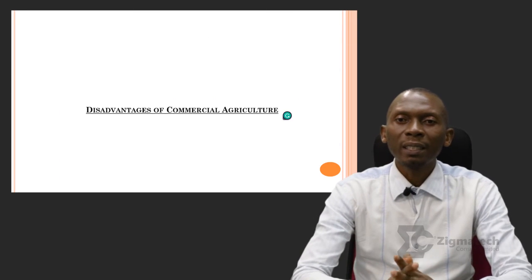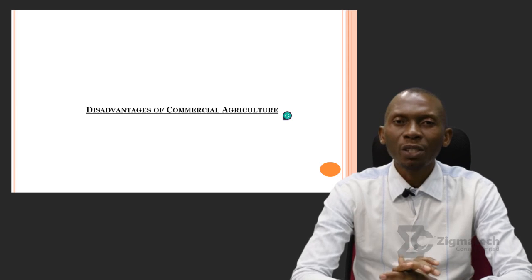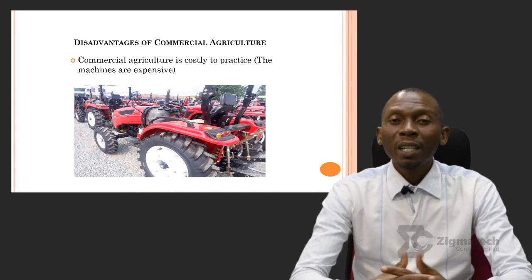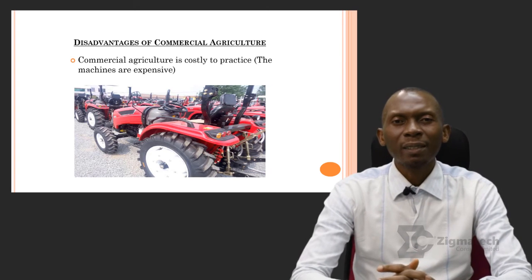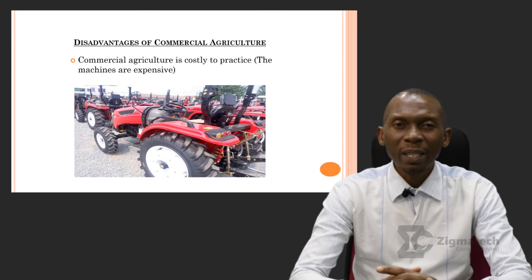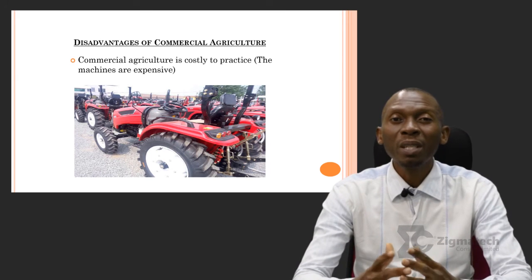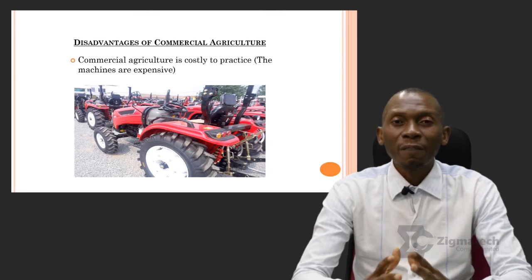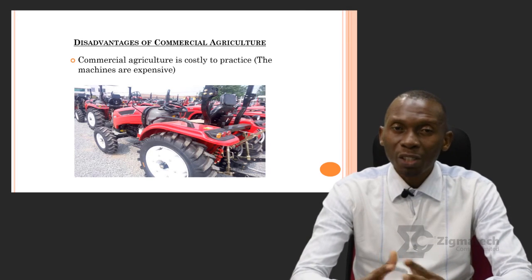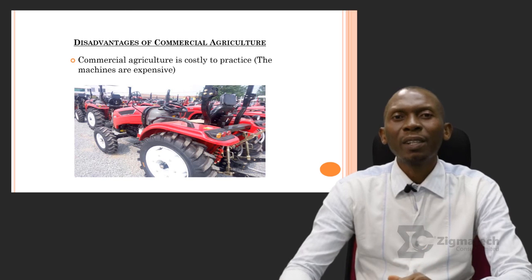Let's take a look at the disadvantages of commercial agriculture. Commercial agriculture is costly to practice. And why is it costly to practice? Because machines are usually expensive to purchase. They run into millions. And the farmer needs different kinds of machines to operate on his farm on a commercial level. So that's a disadvantage.